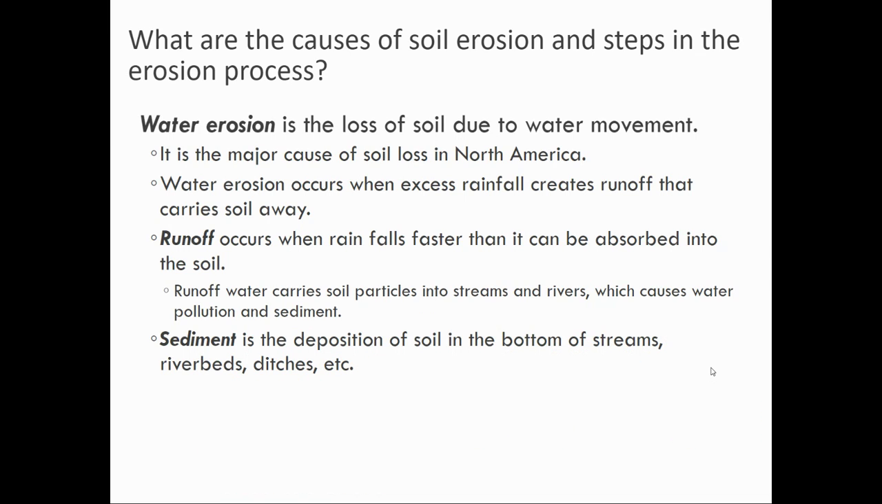Another type is water erosion. This is a loss of soil due to water movement. It is a major cause of soil loss in North America. Water erosion occurs when excess rainfall creates runoff that carries soil away. Runoff occurs when rain falls faster than it can be absorbed in the soil for whatever reason, whether it's the type of soil or how wet the soil is, or coverings on the ground. Water runoff carries soil particles into streams and rivers, which causes water pollution. Sediment is the deposition of soil at the bottom of streams, riverbeds, and ditches.